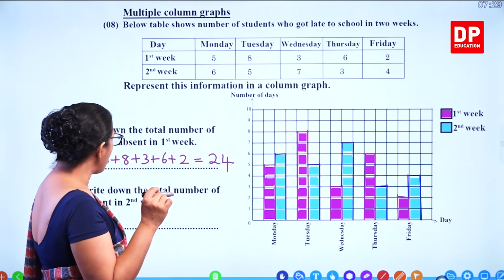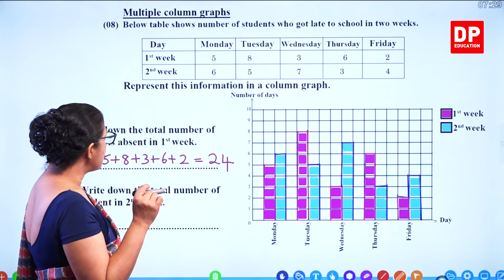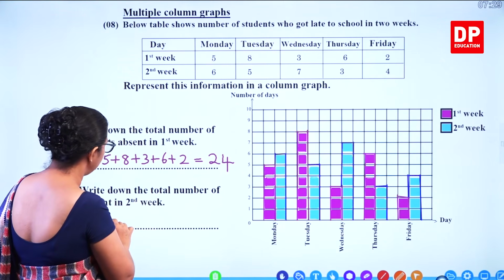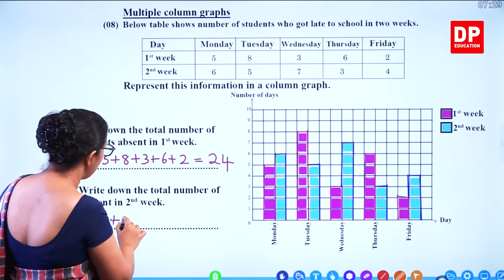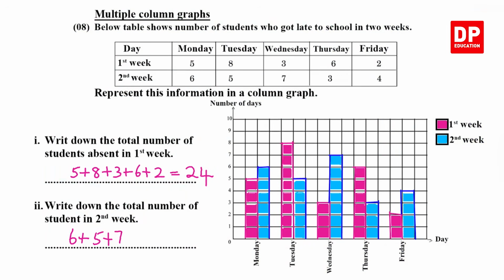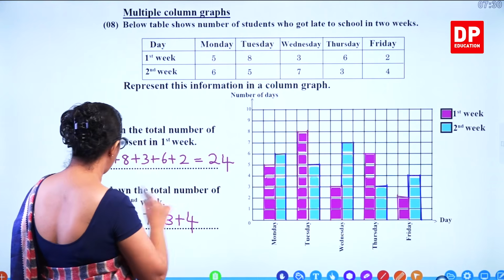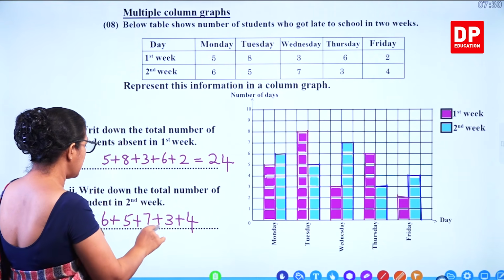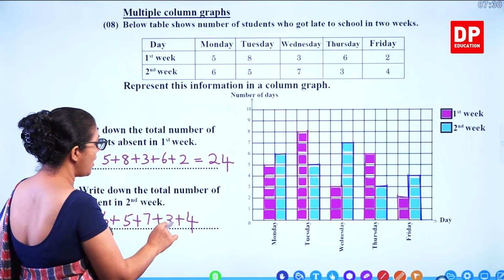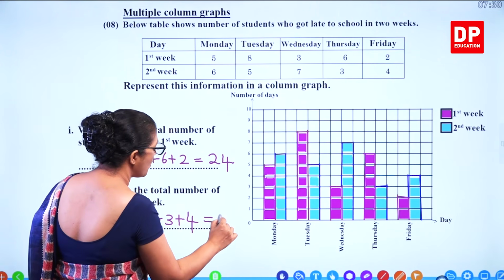Write down the total number of students absent in the second week. 6, 5, and then 7, 3, and 4. Now add it. 6 plus 5, 11. 11 plus 10, 21. 21 plus 4, 25.